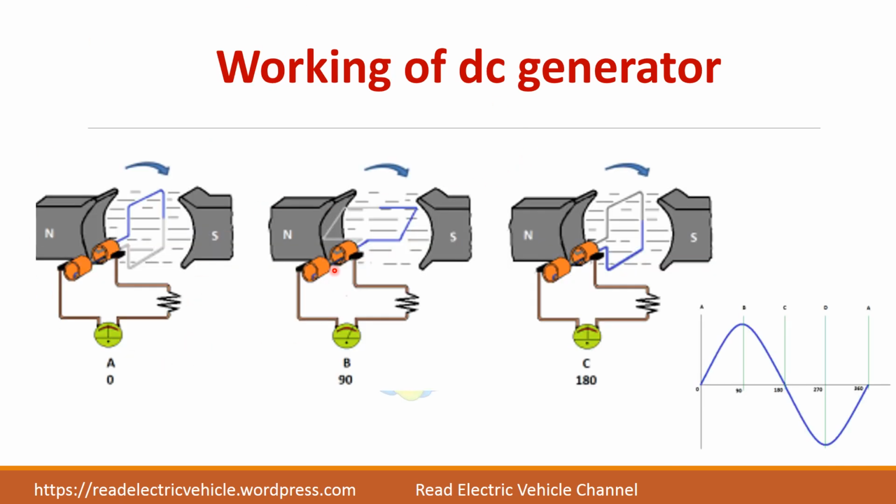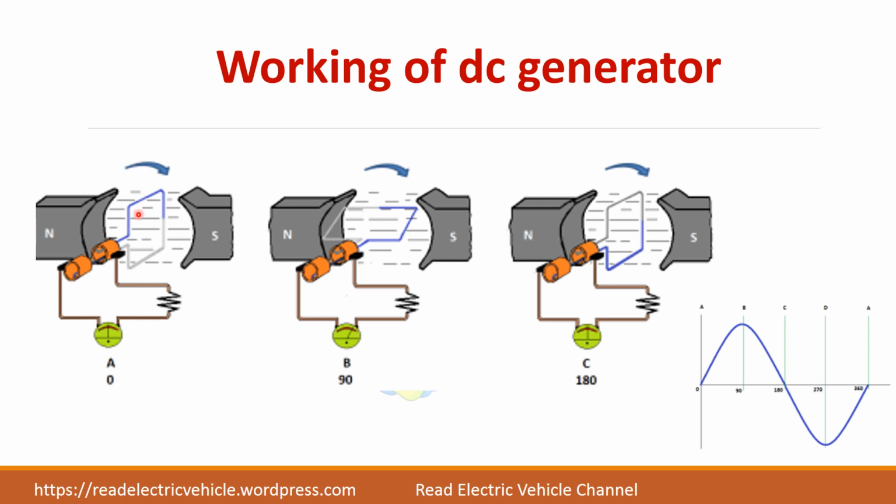So we will see step by step. Here is the same diagram, but this specifies it is at 0 degree, this is at 90 degree, and this is at 180 degree position of the coil. You can see the position of the coil. You see here blue color is up and gray color is down.